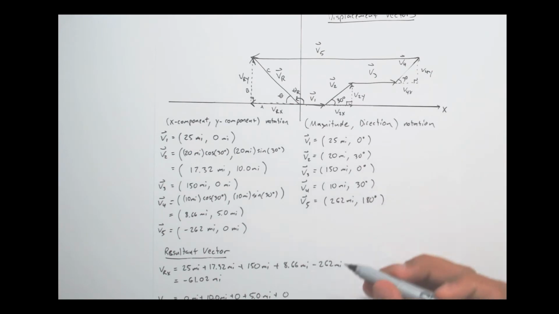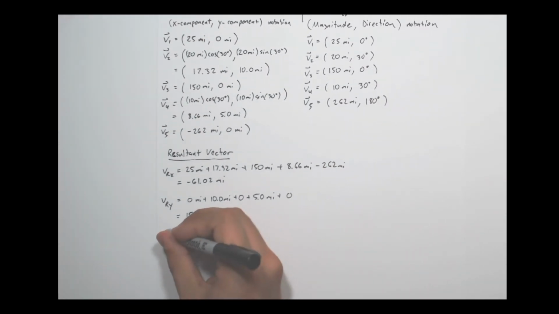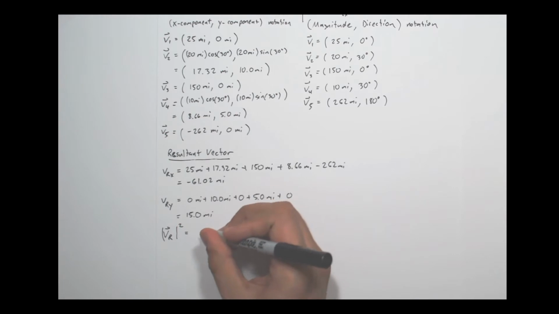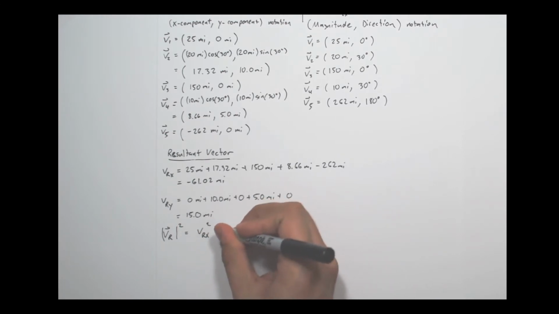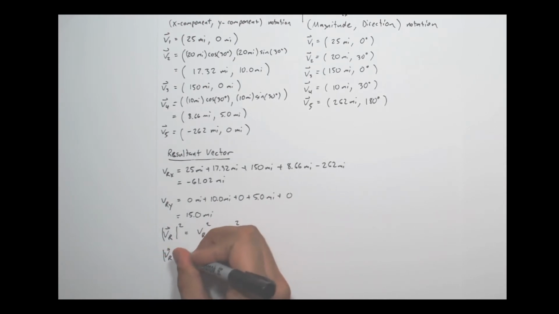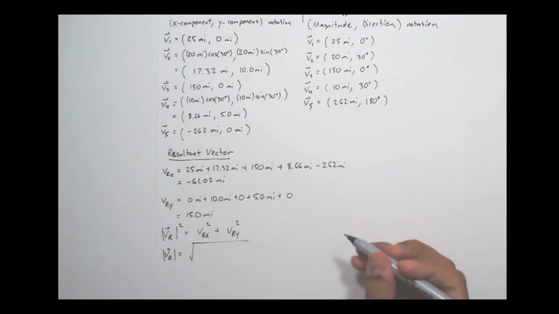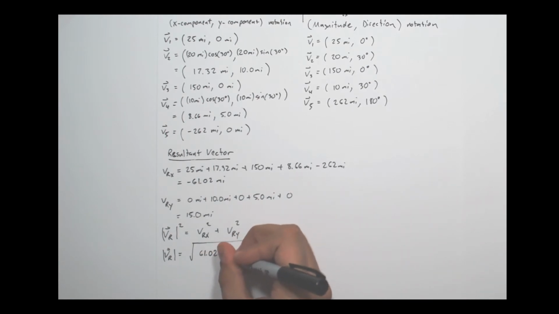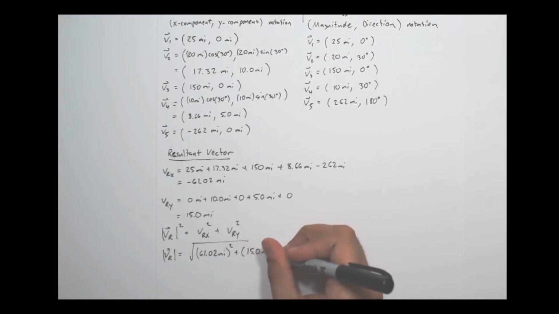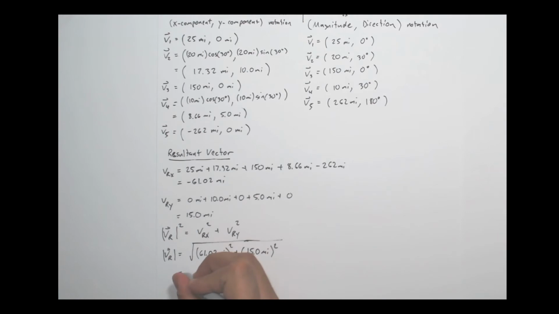C squared. So using the notation of this problem, we're going to have VR, and here's my notation for the magnitude of VR. The magnitude of VR will just be equal to the square root of VRX squared plus VRY squared. Let's put in the actual numbers here: 61.02 miles squared, and here's the 15 miles squared. And so that expression will come out to be 62.84 miles.